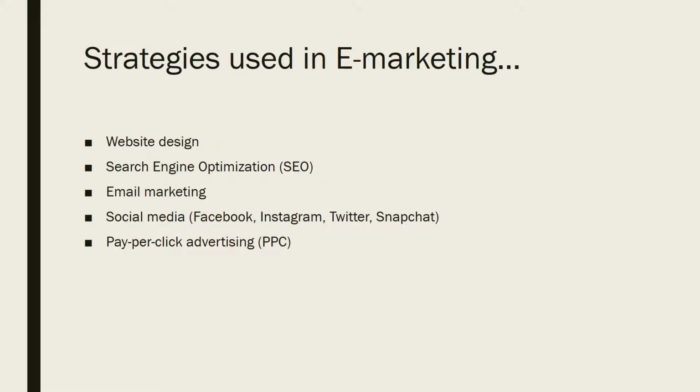So in e-marketing, there are multiple different strategies that are used to convey a campaign or to convey a message for a particular product or service. Some of these strategies include website design, search engine optimization, which is something that we're actually going to cover more in depth on the next slide, email marketing, social media marketing. So this can be using any platform from Facebook, Instagram, Twitter, Snapchat, you name it, any social media site like that, as well as pay-per-click advertising.